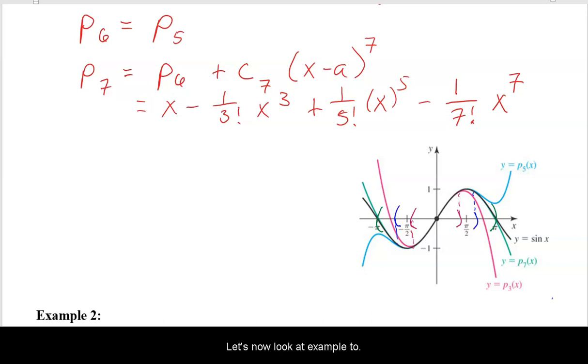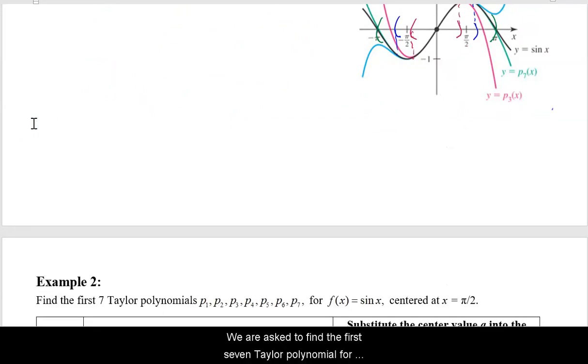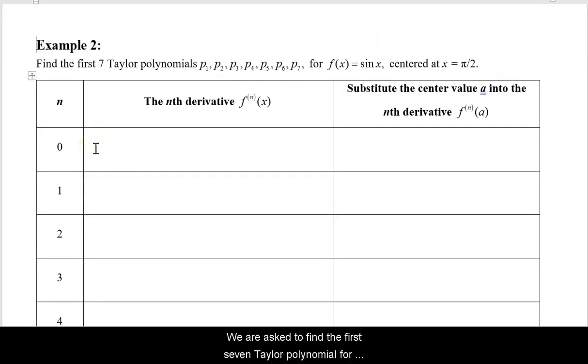Let's now look at example 2. In example 2, we are asked to find the first 7 Taylor polynomials for sine x again, but centered this time at pi divided by 2. What is this going to change from the chart that we drew above? It no longer says Maclaurin, so the center is not 0. The derivatives here will not change. However, the center value will change since the center is now pi over 2. The constants in the last column will all be different.